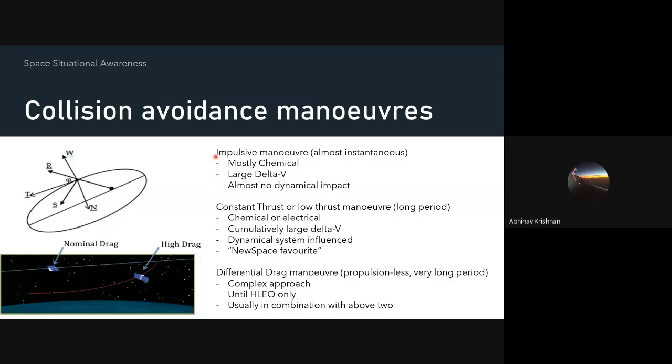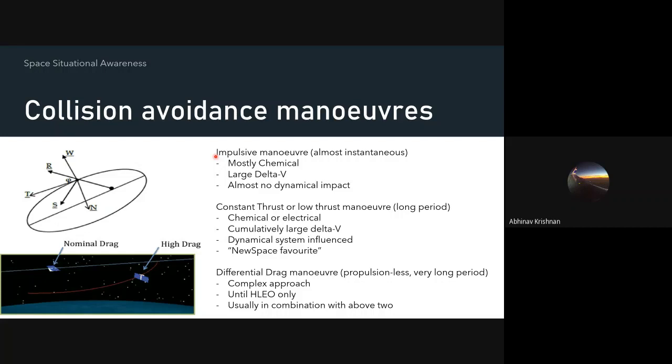Now, there are three types of maneuvers that can be applied for collision avoidance in general, and one of them is impulsive. What is impulsive? It is a very gross approximation of a propulsion system which fires for a finite period of time. In this case, it could be for half a second or even less. Anything less than 10 seconds is considered to be impulsive most of the time, because it's not getting significantly affected by the dynamical models as such.